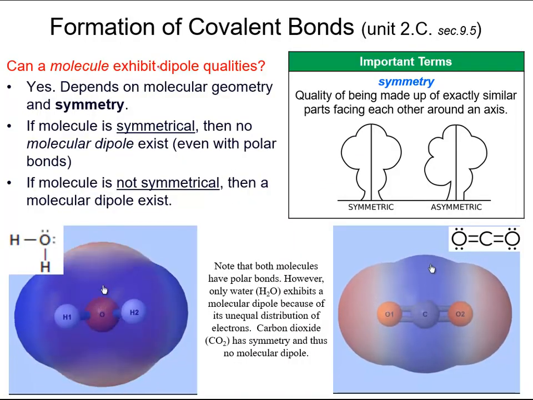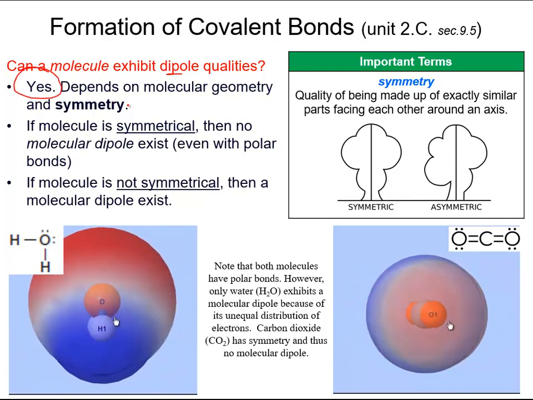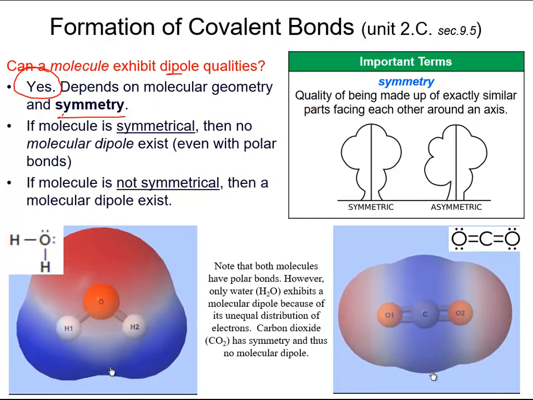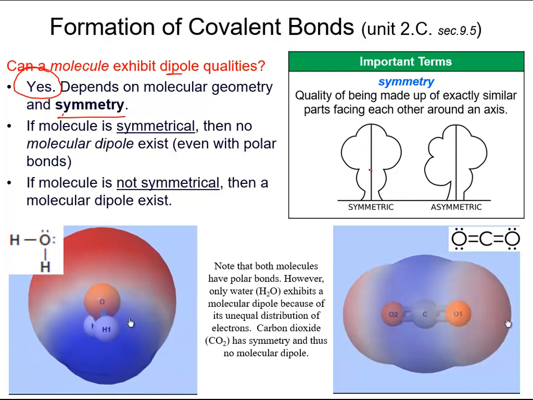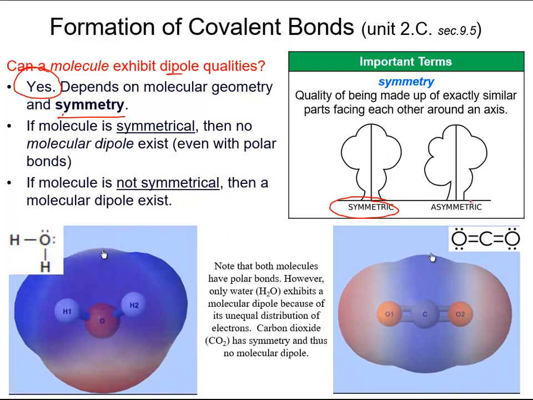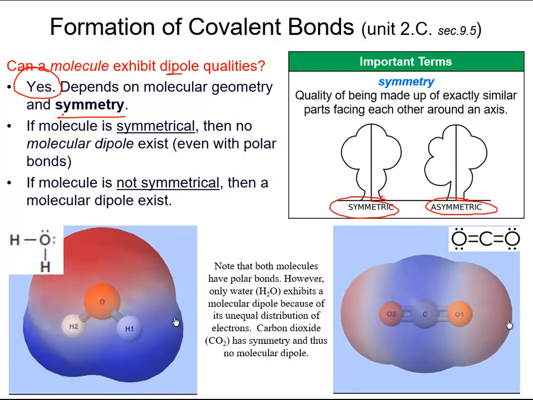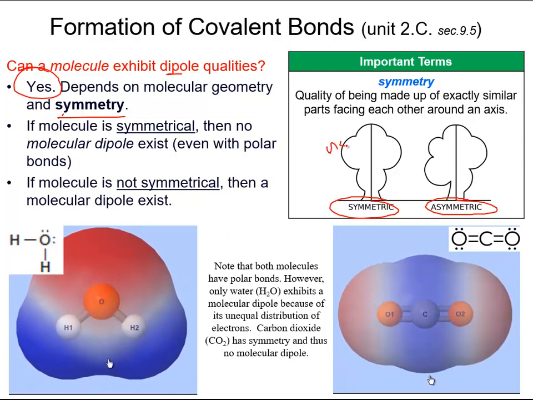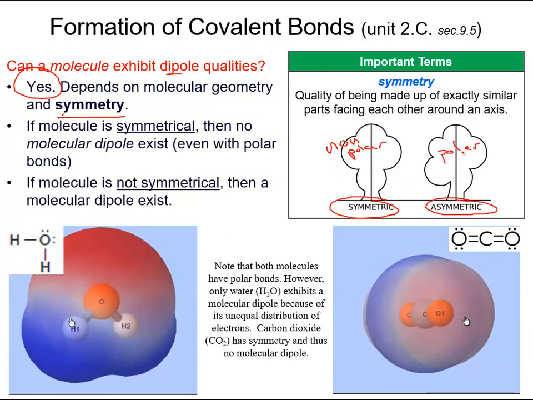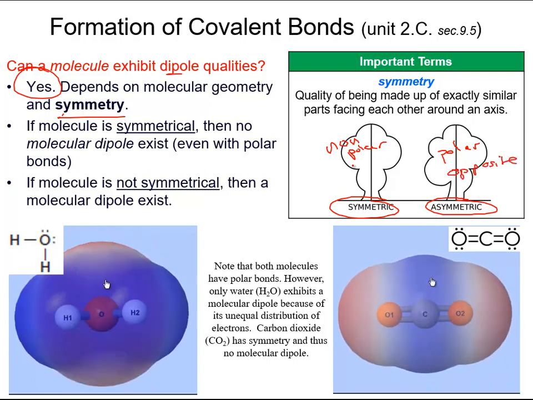So can a molecule exhibit dipole quality? We've been talking about bonds so far, and the answer is yes. It really depends on what we see as symmetry. If you don't know what the word symmetry means: if you cut an object in half on the axis and both sides are equal, we call it symmetric. But if it's not equal, we would call it asymmetric. Any ideas which one would be polar or nonpolar? This would be nonpolar, and this would be polar. Why would it be regarded as polar? Because there's an opposite here. There are no opposites here.